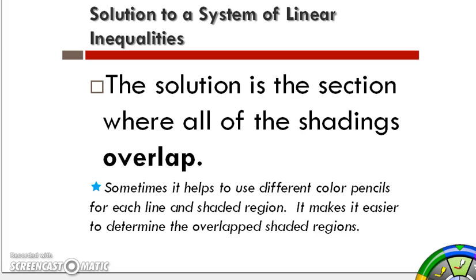Now, this is one of the most important aspects of what we need to understand. The solution is the section where all of the shading overlaps. Now, it will help if you use different colors, color pencils, when you're doing this, or if you use a pencil and then a pen when you're doing your shading. That way you understand. For the examples I'm going to do right now, I'm going to use two different colors so that you can see distinctly.